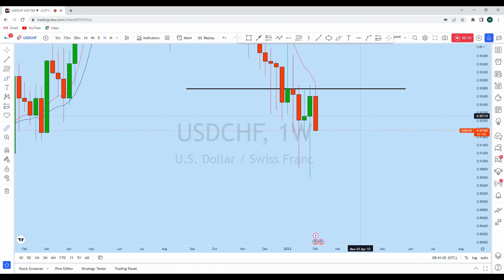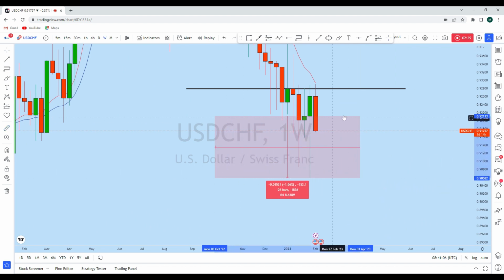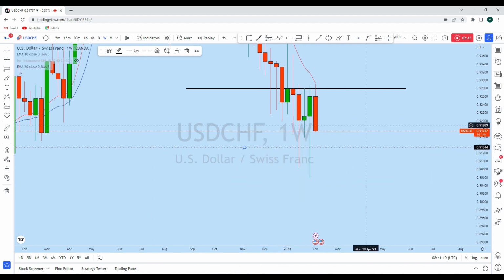Now where can we expect the price to continue to drop? We see that there is a long wick on the weekly, and we can expect at least 50% of this long wick from the weekly perspective to be tested on USD CHF.